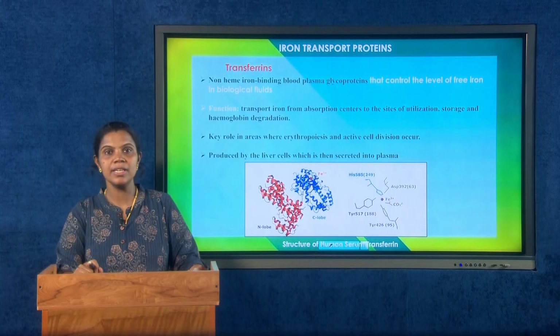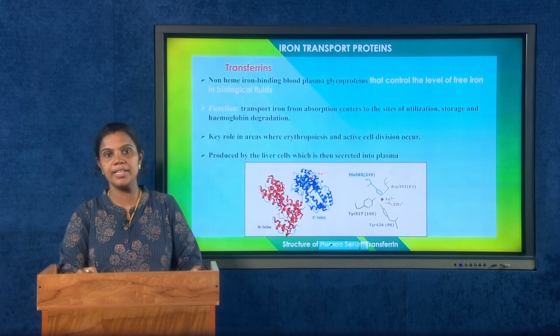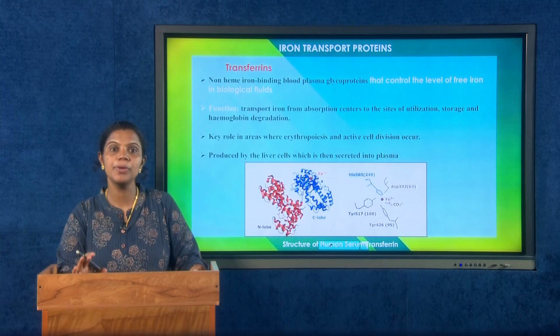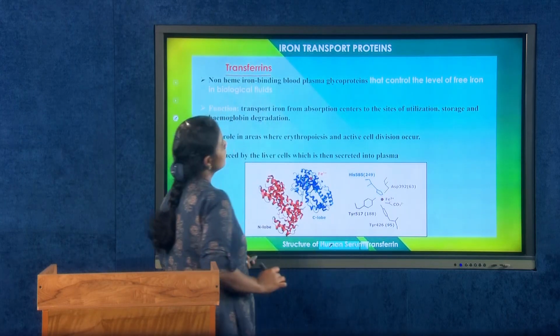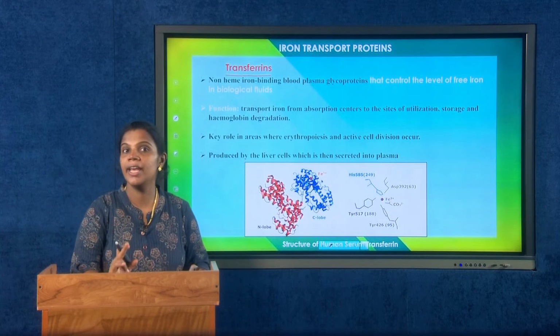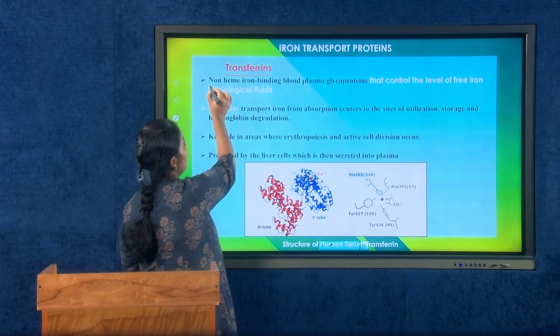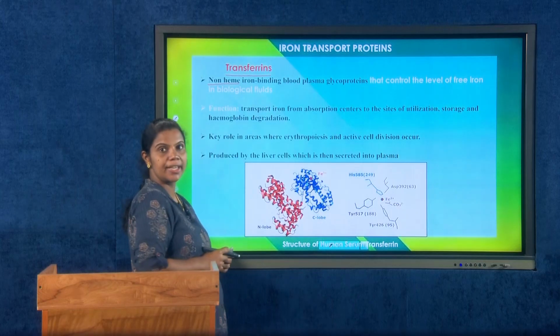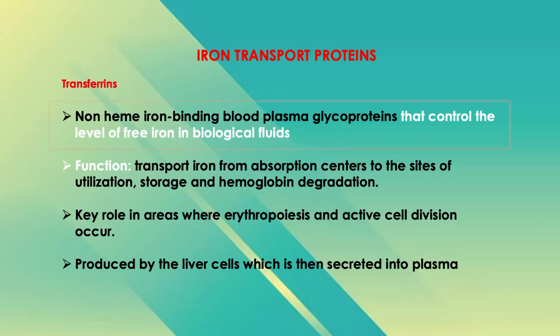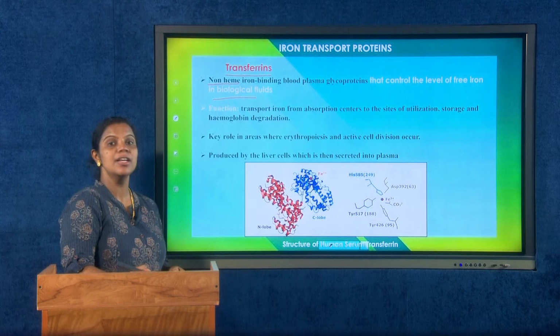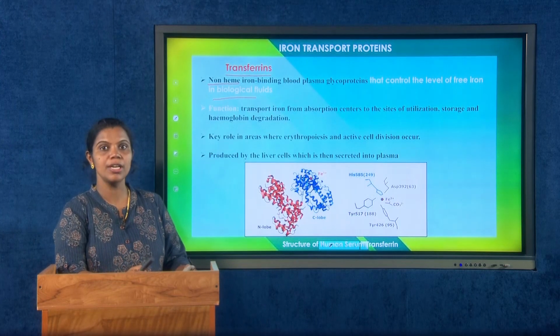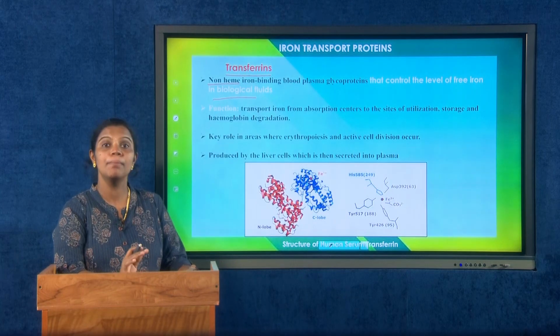Moving on, we will first learn about iron transport proteins. The main iron transport protein is transferrin. Transferrins are non-heme iron binding proteins. They are non-heme, which means they do not contain the iron porphyrin ring, and they are blood plasma glycoproteins that control the level of free iron in biological fluids.